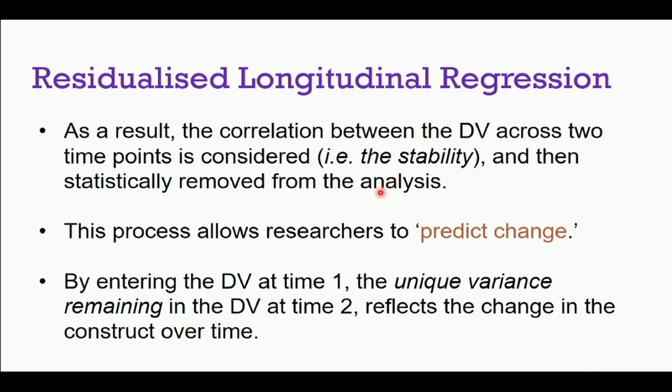So as a result, the correlation between the DV across 2 time points is considered. So we consider the stability, and then we statistically remove it from the analysis. This allows researchers to actually predict change. So by entering the DV at time 1, then the unique variance remaining in the DV at time 2 reflects the change in the construct over time.